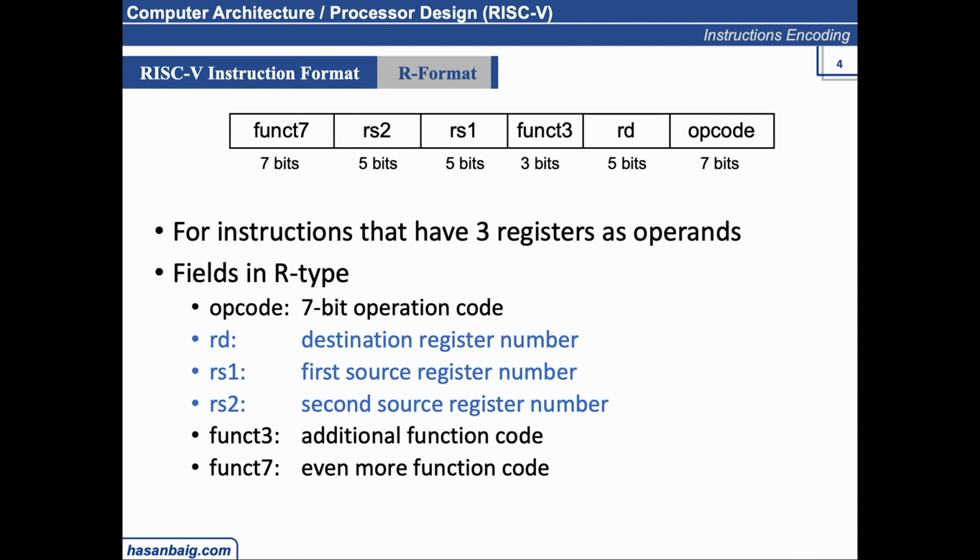So the R format is used for those instructions which have all registers as operands, like add instructions, add x10, x11, x12, for example. All are register operands, no constant data, no immediate data. So we have the destination register and 2 source registers.